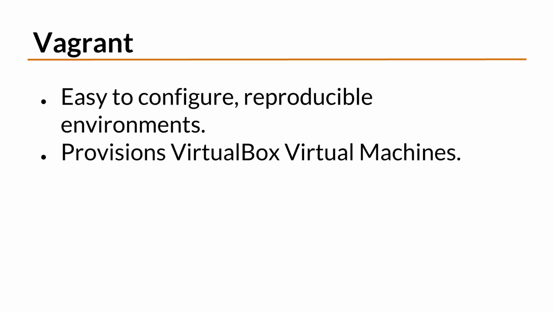By default, Vagrant provisions virtual machines using VirtualBox. It can be configured to deploy virtual machines to VMware, AWS, which is Amazon Web Services, Rackspace, and other providers, but for this course, we're going to stick to creating virtual machines inside of VirtualBox running on our local system.